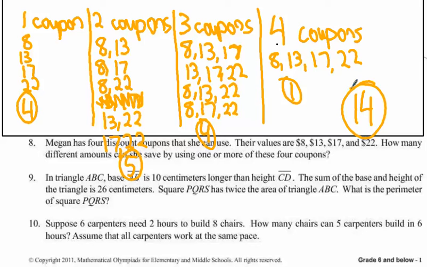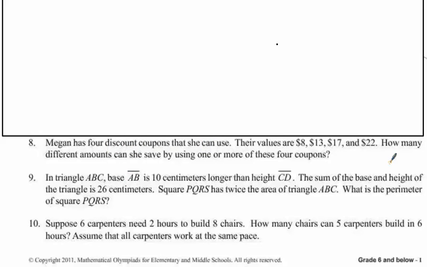Okay, so number 9, in triangle ABC, base AB is 10 centimeters longer than height CD. The sum of the base and height of the triangle is 26 centimeters. Square PQRS has twice the area of triangle ABC. What is the perimeter of square PQRS?